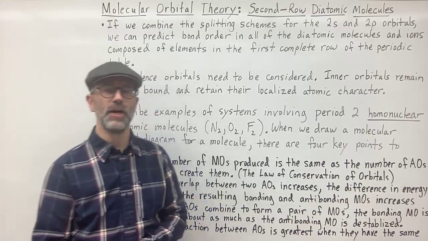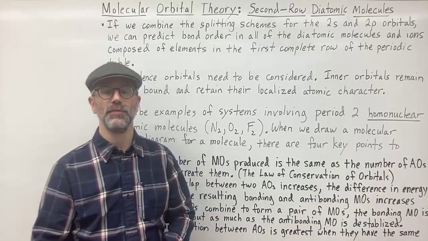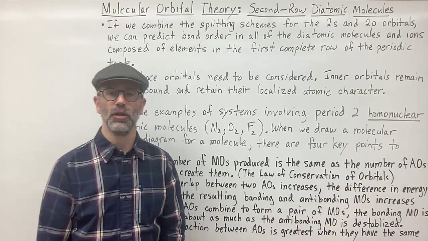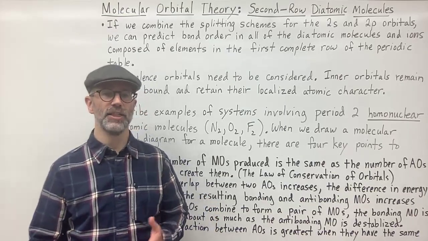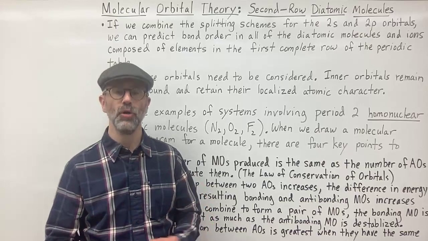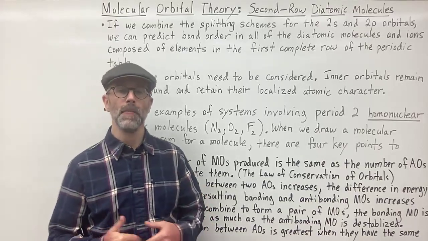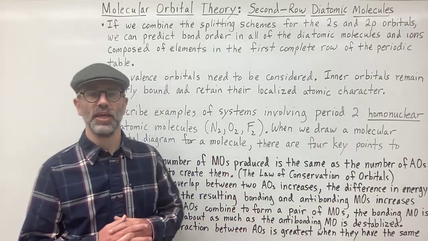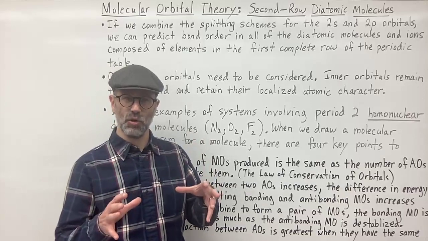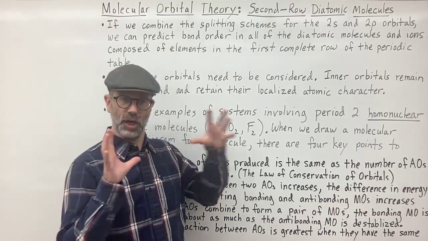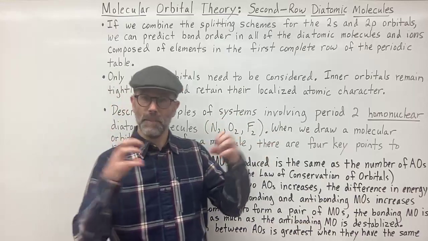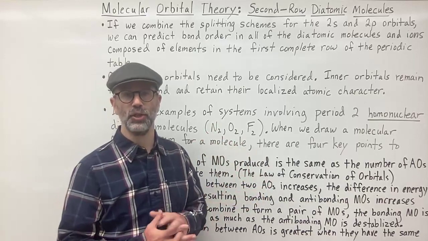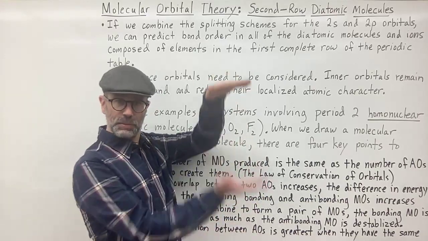So if we combine the splitting schemes of the 2s and the 2p orbitals, we can predict the bond order in all of the diatomic molecules and ions composed of elements from the first complete row of the periodic table, which is the second row. Now, what that means is, if you remember from the previous videos, I showed the splitting diagram of the s orbitals, right? So you get the s orbitals combined to get you the sigma 1s and the sigma 1s star molecular orbitals, right? So you get that splitting.